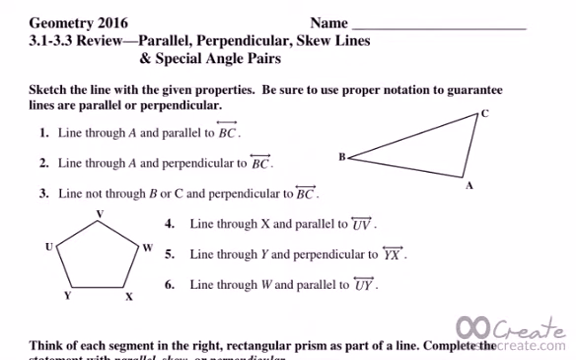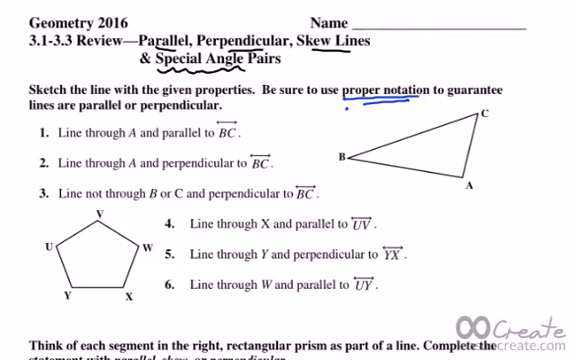All right, let's take a look at the 3.1 through 3.3 review for Chapter 3. This will be covering parallel lines, perpendicular lines, skew lines, and the special angle pairs. The first couple questions deal with these two diagrams. We're going to be marking them according to the directions, being sure to include proper notation.